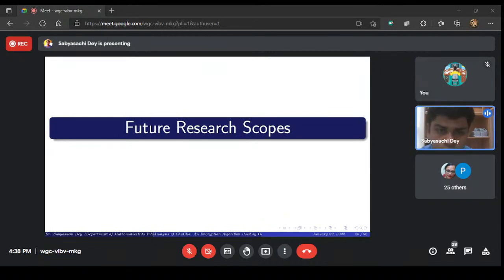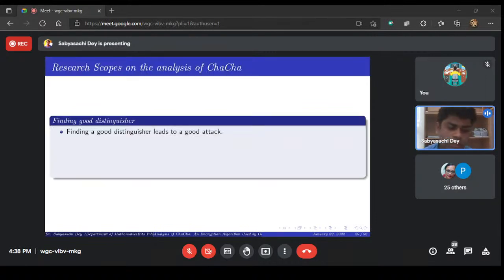Okay, so now we are towards the end of the talk. So what are the future research scopes in this direction? I have already mentioned that the distinguisher plays a vital role in the attacks on this cipher, right? If you can find a good distinguisher, then you can provide a good attack. So it is an interesting problem how to find a good distinguisher, because whatever distinguisher has been observed so far, those are all experimentally observed, right?